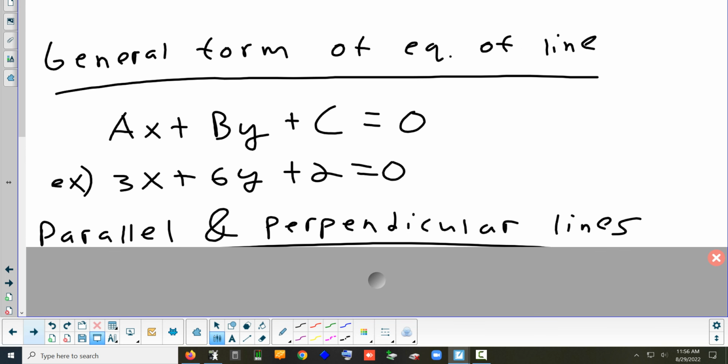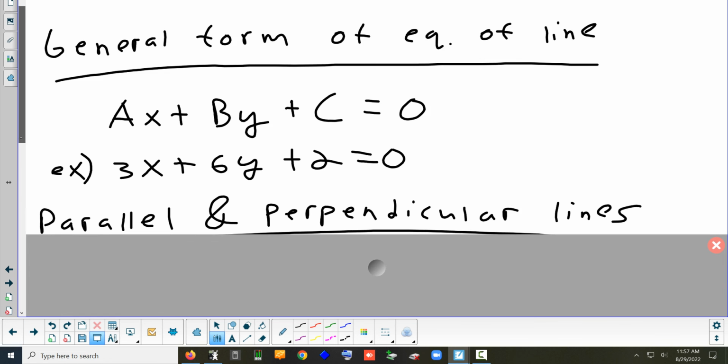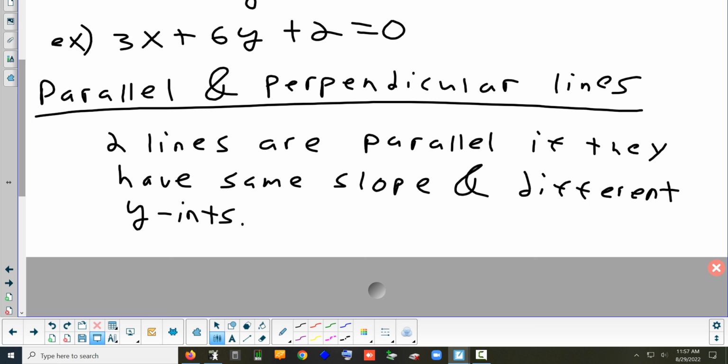Let's see, parallel lines. What has to happen for two lines to be parallel? Yep, Jameson? Slopes have to be the same. Slopes are the same. Yeah? Never intersect. Okay, never intersect. So, if they never intersect, the slopes would be the same and different y-intercepts. So parallel lines have to have the same slope and different y-intercepts.